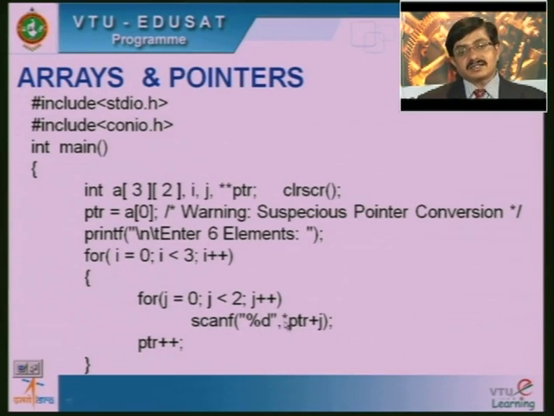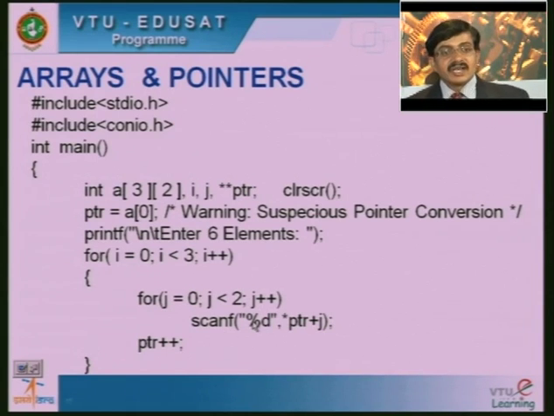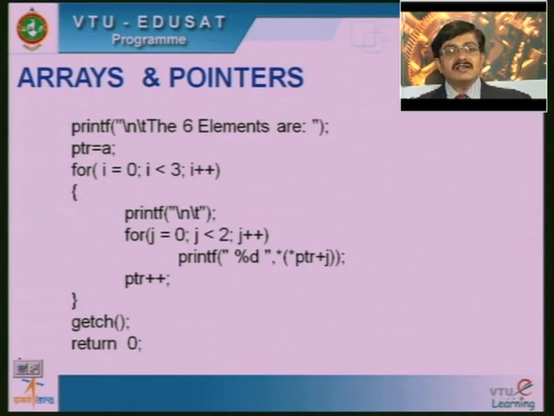So here I am specifying the address of a particular element in the jth column of the ith row. Fine. And to that particular location I will be reading the value from the keyboard, whatever we enter. Similarly, when I go for printing the elements back on the screen, I am reassigning ptr is equal to a, because we have incremented the ptr value.